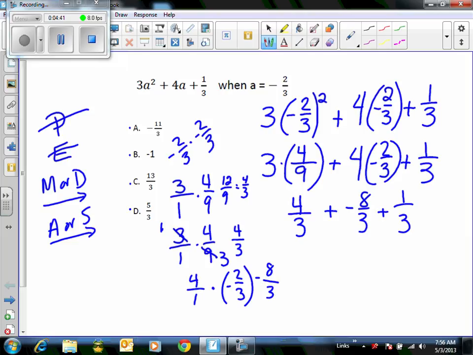Now we can go back to everything we remember about adding and subtracting fractions. I can say 4 plus negative 8, that's going to be negative 4. Negative 4 plus 1 is going to be negative 3. So I end up with negative 3 over 3. Negative 3/3. If I reduce that, my answer will be B. Next problem.